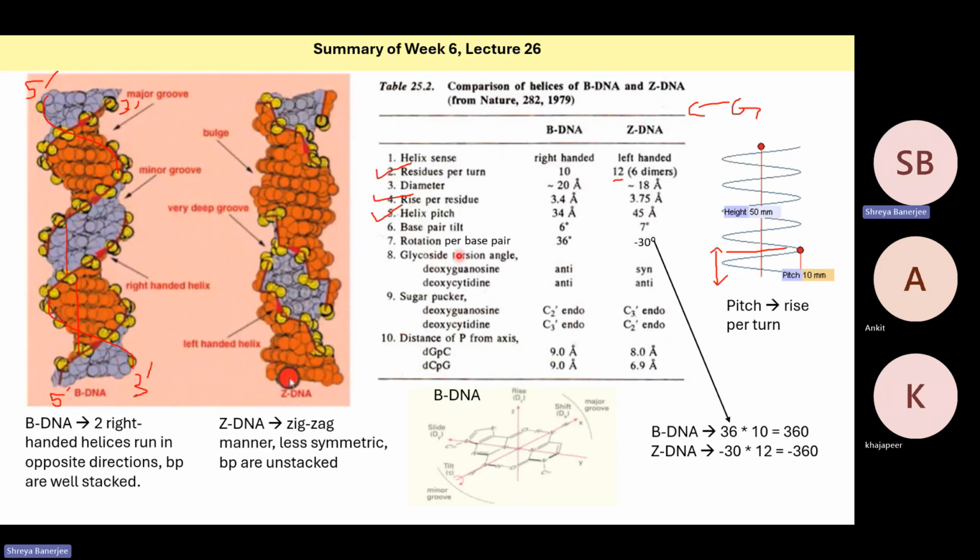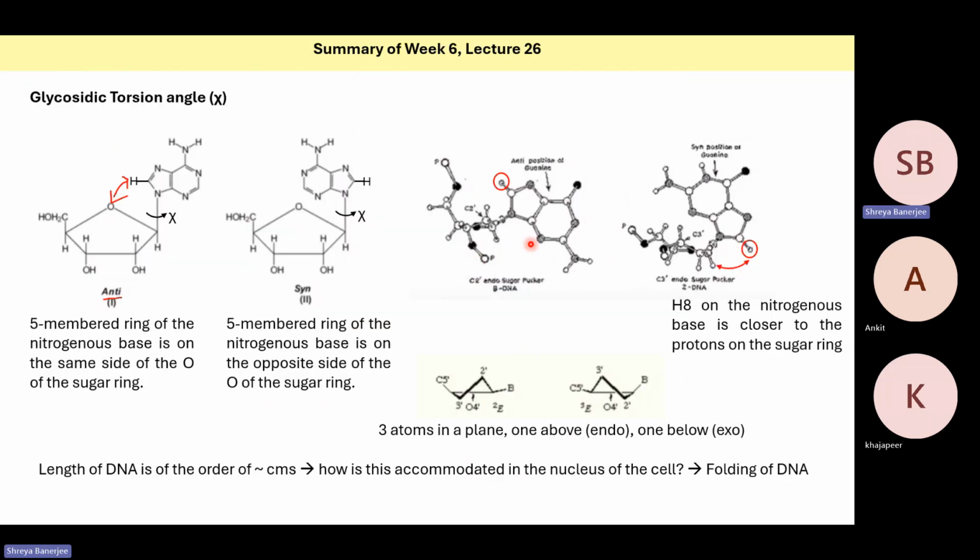So here what is being said is that the glycosidic torsion angle in case of B-DNA, for both G and C, is anti. But in case of Z-DNA, guanosine is syn, cytidine is anti. So like I said, in Z-DNA the two strands are not symmetric. And you can see here as well that G and C in the two strands have different orientations of the glycosidic torsion angle. So here the two-dimensional structure is shown.